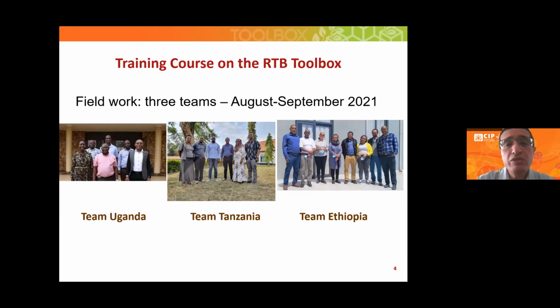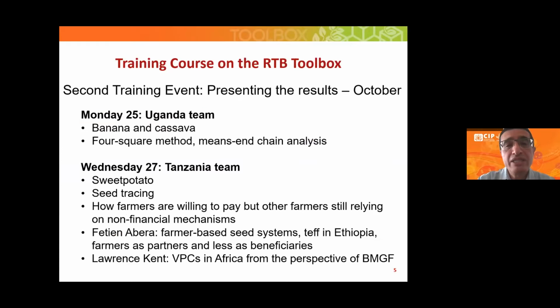Then continuing with this training course on the RTB Toolbox, we started fieldwork. And for this, we selected 3 teams, one team from Uganda, one from Tanzania, and one from Ethiopia. And they conducted fieldwork using at least one of the tools in their conditions. And this was done from August to September 2021, until last month. And now we are in the second training event. So the idea is for the teams to present the results, okay?